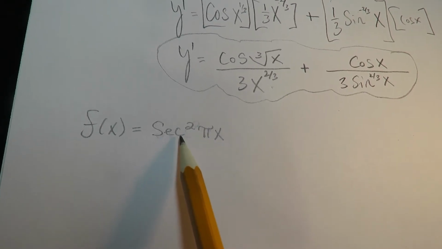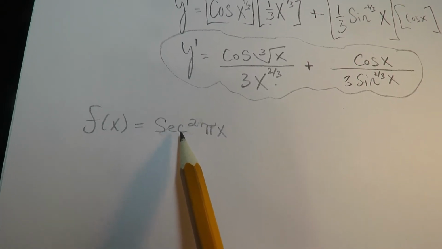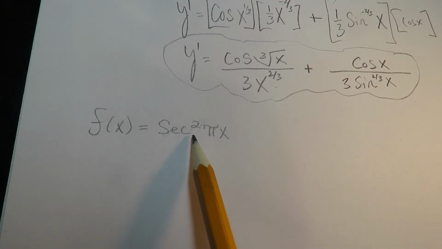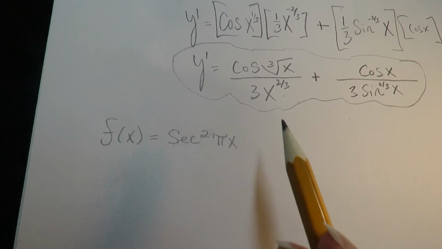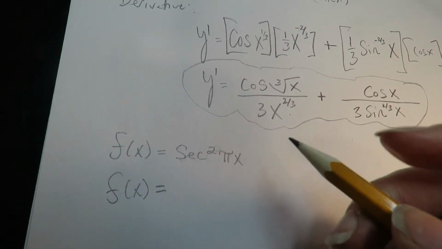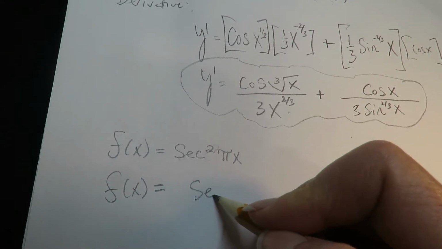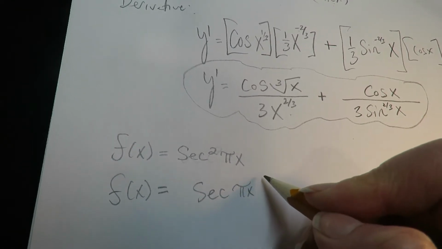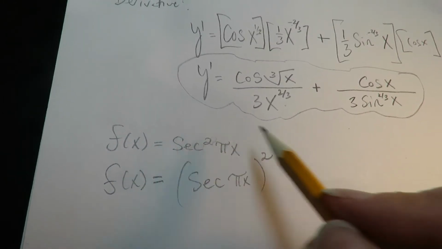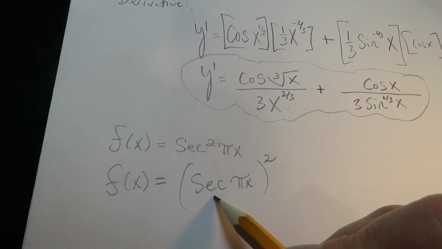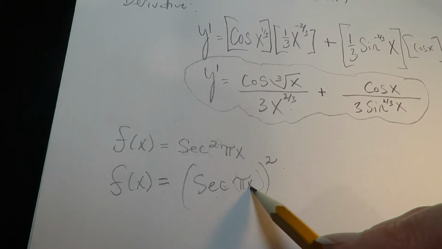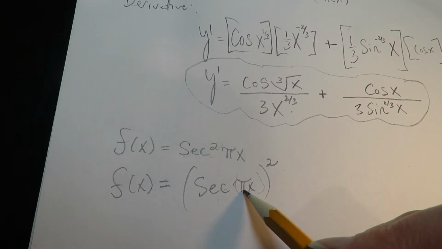Alright, this one actually is complex. First of all, you have to figure out how many layers you're looking at, right? So there's actually 3 layers here. Can you see it? Can you see the 3 layers? If I rewrite this, it's just a rewrite, I'm not doing the derivative. Alright, there's a square on the secant. And inside the secant, there's not just an x, it's a pi x, which makes it a composite. So this is a 3-layered composite.